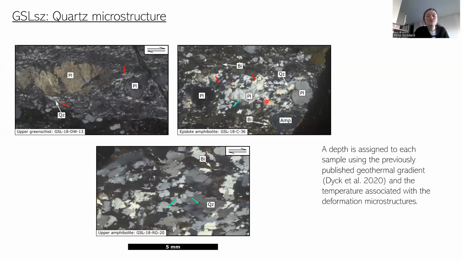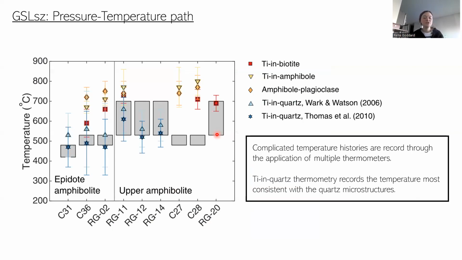And you can see here the three different examples where we've got subgrain rotation recrystallization, a combination of grain boundary migration and subgrain rotation recrystallization, and then purely grain boundary migration. And using previous analysis, we can say, okay, because we have these types of recrystallization in quartz, we know roughly the temperature. But we were able to do temperature pressure estimates in specific samples.